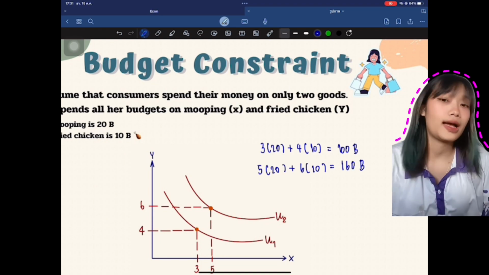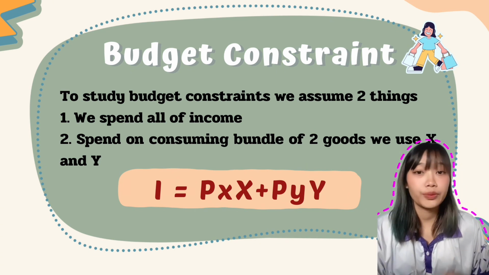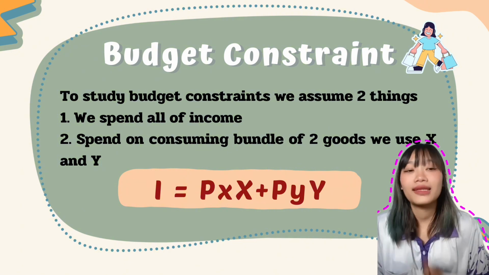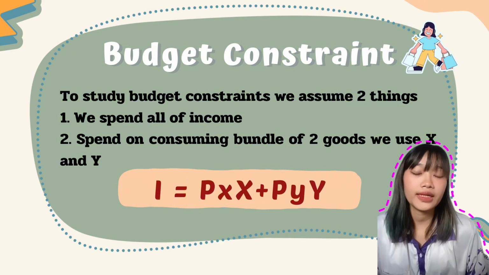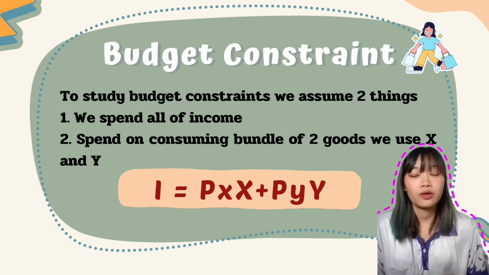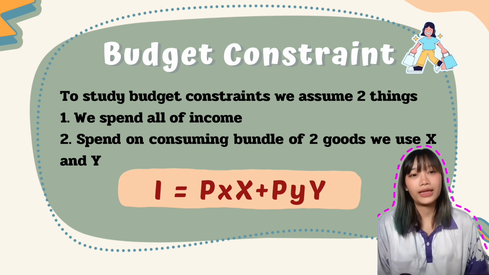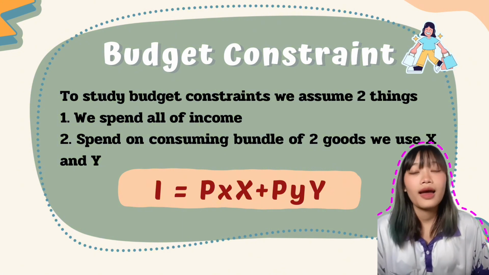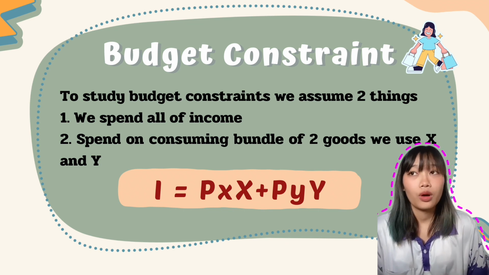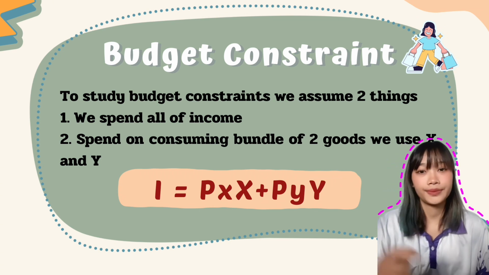So there is a budget constraint. To study the budget constraint, we assume two things. First, we assume that we spend all our income. And second, we spend on consuming a bundle of two goods. We assume X and Y. You see that the equation is I equals Px times X plus Py times Y. This is the budget constraint. I is income, and Px times X is the amount to spend on X. Py times Y is the amount to spend on Y.